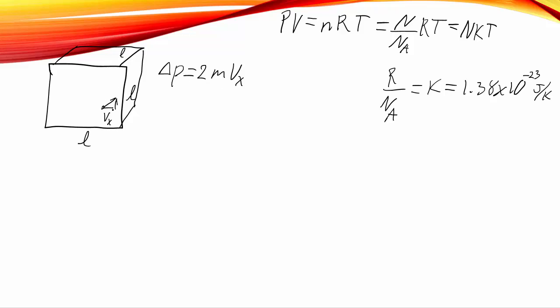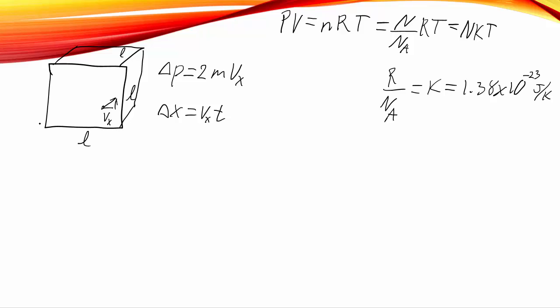Alright, then we're also concerned with how often it's colliding with that wall, and we can get at the time by doing delta x equals v t, in this case vx. That delta x is going to be the length of the box, but I want to know the time between collisions, so that's the time to go there and back.